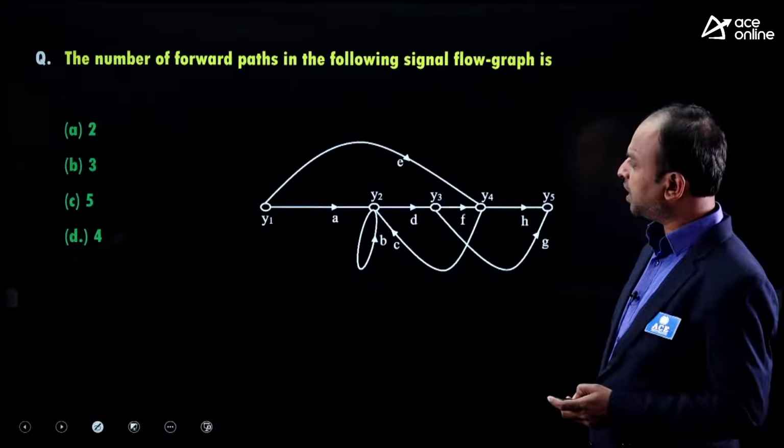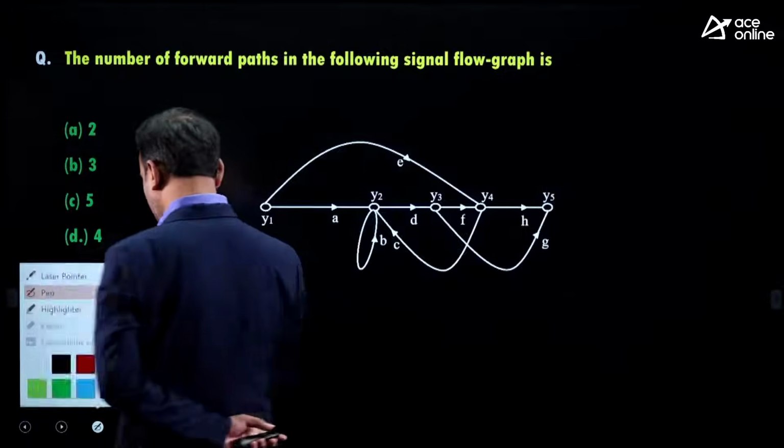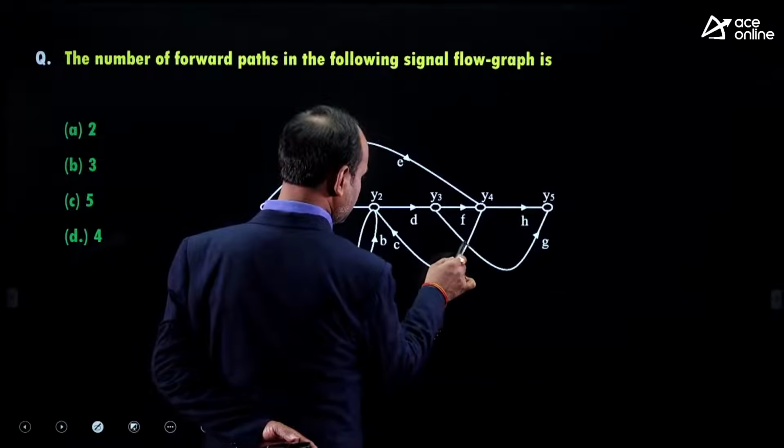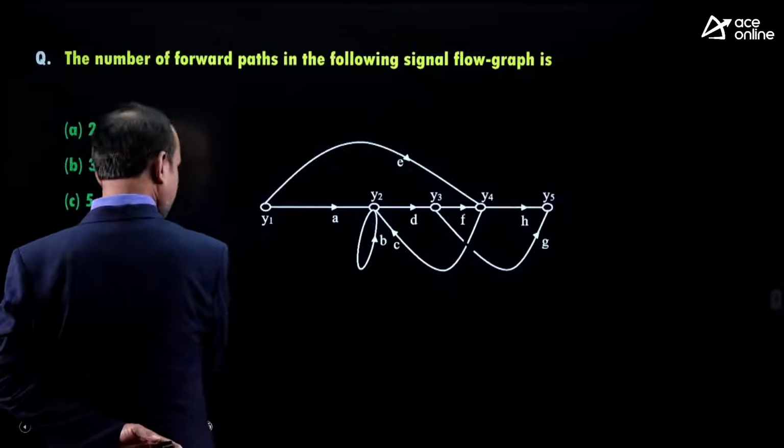Now these are the questions you can expect here. One more question here: the number of forward paths. In this question, the examiner is asking for the number of forward paths. Small modification here: these two are not touching. Now I'll modify this question.